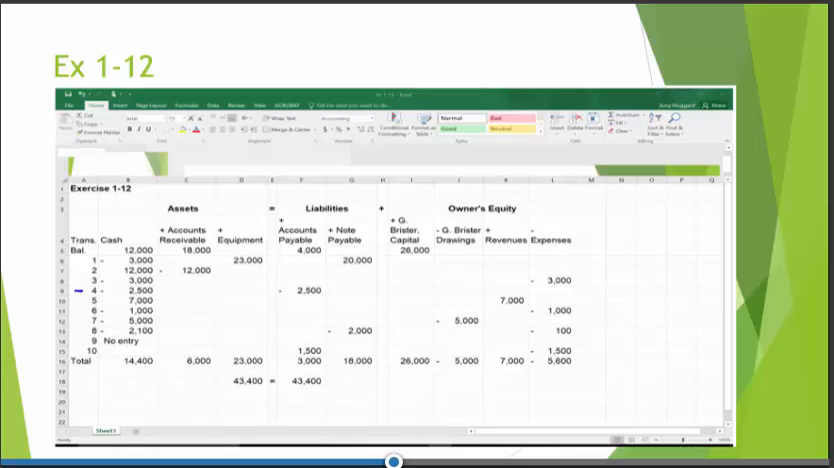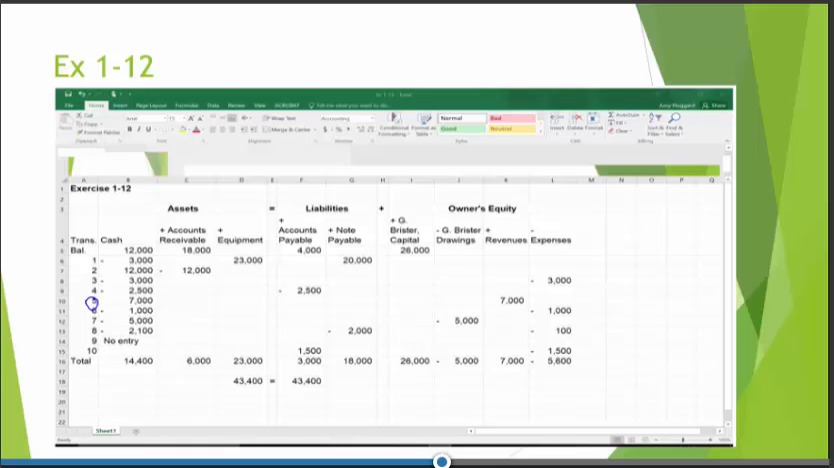Transaction number 4. Paid $2,500 of the amount owing to suppliers at the beginning of March. Again, that word paid means it's a cash outflow. I subtract $2,500 from cash, and it was money I'd already recorded as owed, so that's accounts payable. I'm going to decrease the amount I owed. I've paid it back. I no longer owe that $2,500. So I have minus $2,500 on both sides of the transaction.